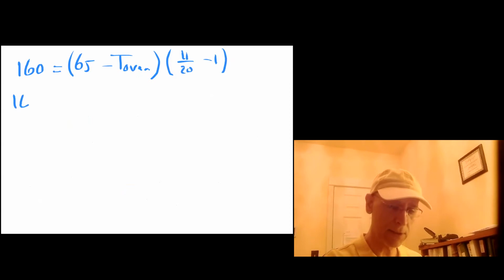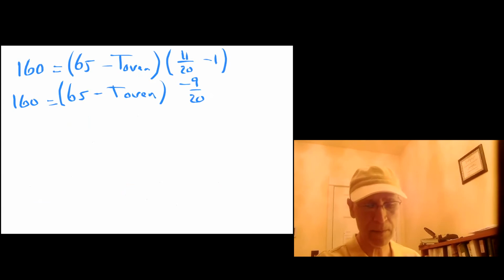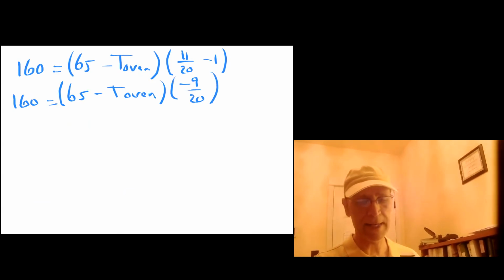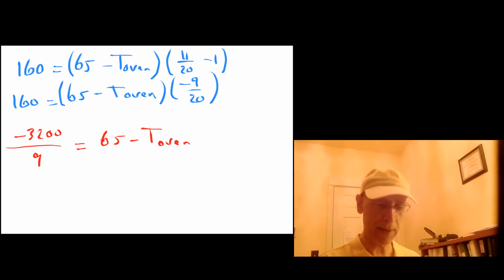So 160 equals 65 minus T of oven, and that gives me minus 9 over 20. So now I'm going to multiply both sides by negative 20 over 9. That gives me negative 3200 over 9 equals 65 minus temperature of oven. Okay, and solve for temperature of oven.